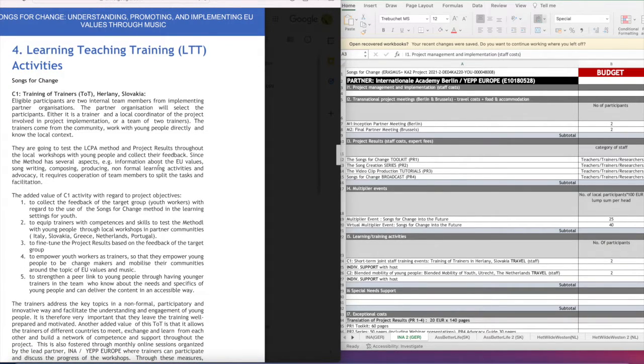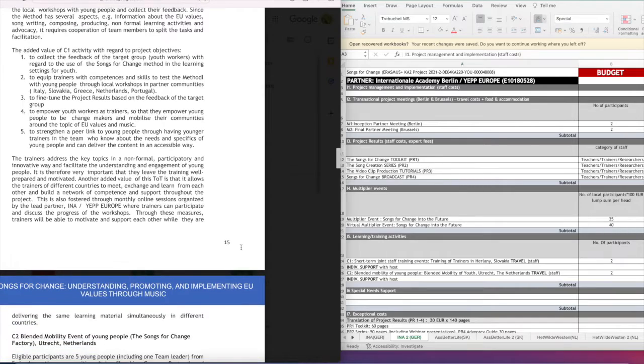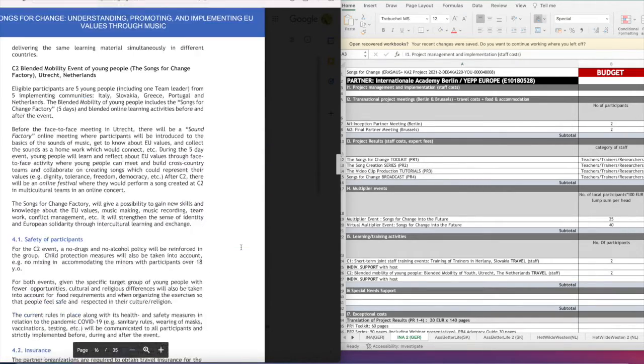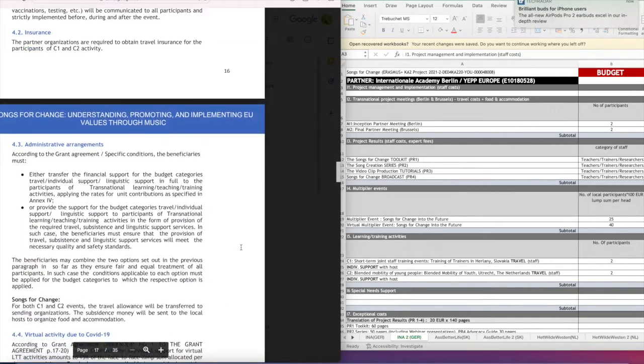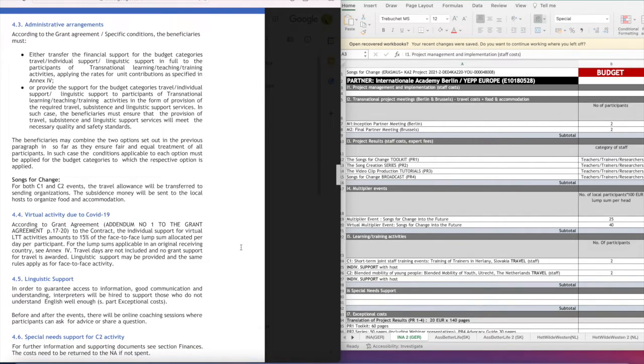Then you have here learning, teaching, training activities. Again, a key cost category. You have it here. It's not exactly the same order, but you have them here. They are called C1 and C2 in the documents. And again, some general information and information related to key documents.